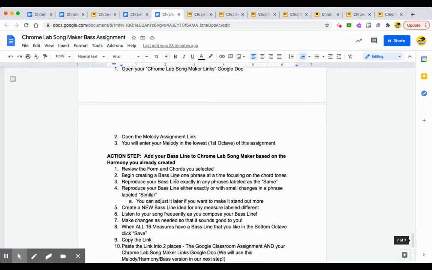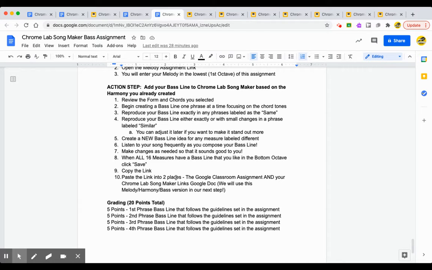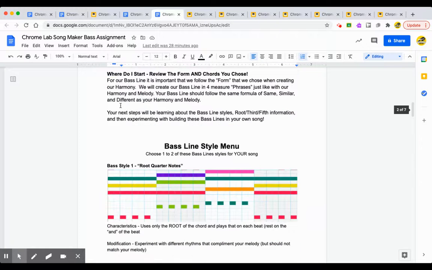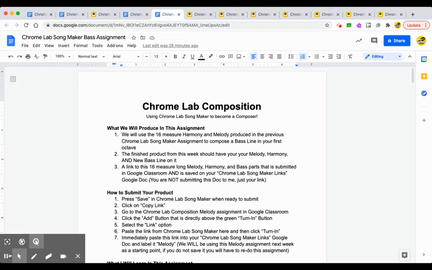And then we have our action steps down below that you should use to create your bass line. And our grading will be 20 points for this assignment. I am excited to hear your bass lines as you create them. And I'm looking forward to adding our next components after this.